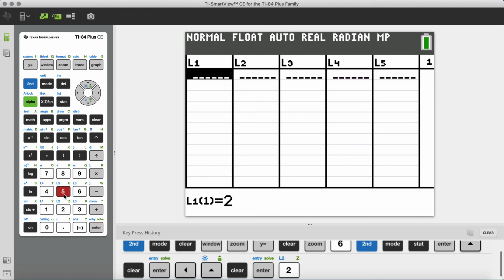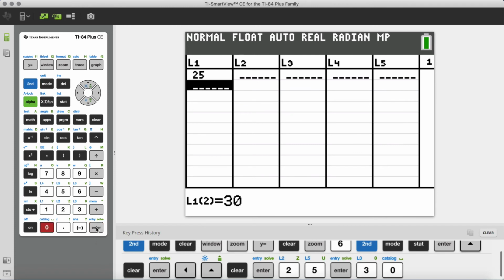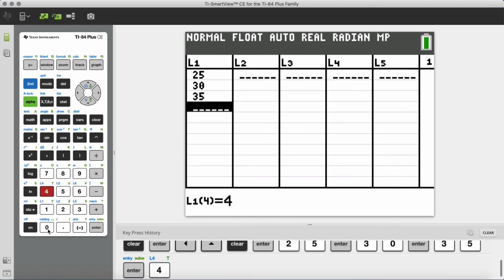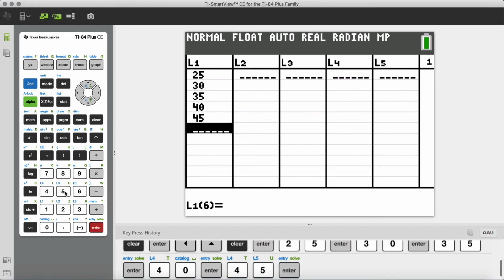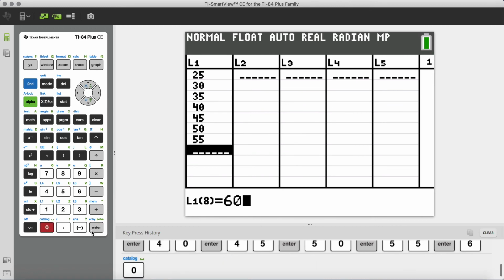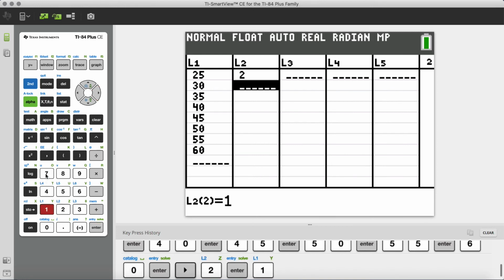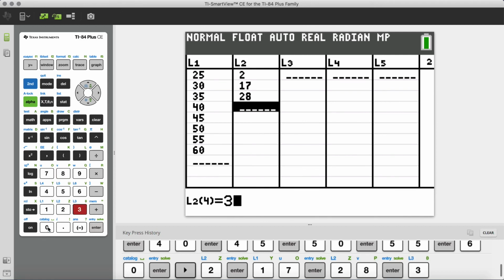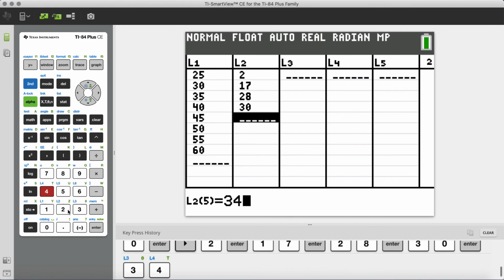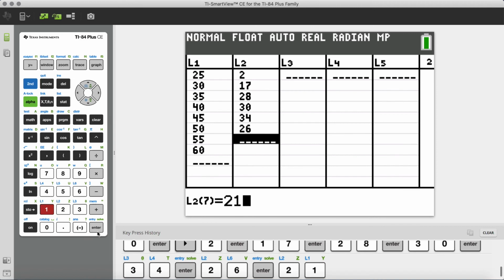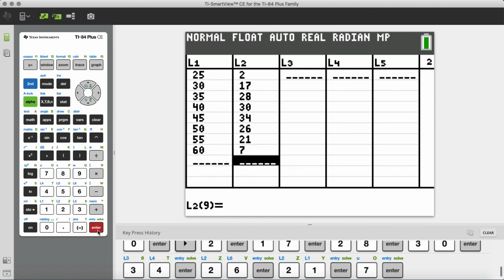So cost is going to be 25, 30, 35, 40, 45, 50, 55, and 60. Then our y's are going to be 2, 17, 28, 30, 34, 26, 21, and 7. All right, my lists match up.